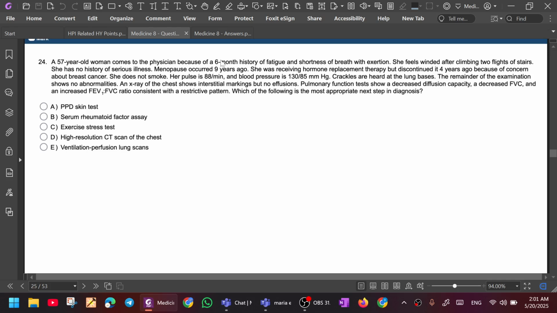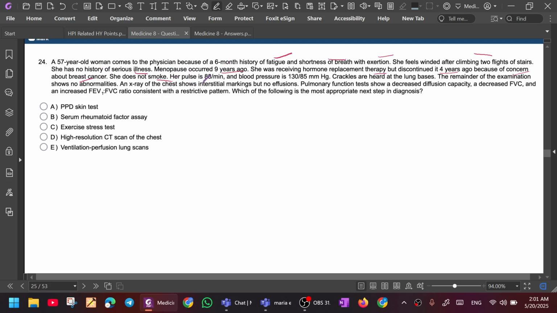A 57-year-old woman comes to the physician because of a 6-month history of fatigue and shortness of breath on exertion. She feels winded after climbing 2 flights of stairs. She has no serious illness. Menopause occurred 9 years ago. She was receiving hormone replacement therapy but discontinued it 4 years ago because of concern about breast cancer.